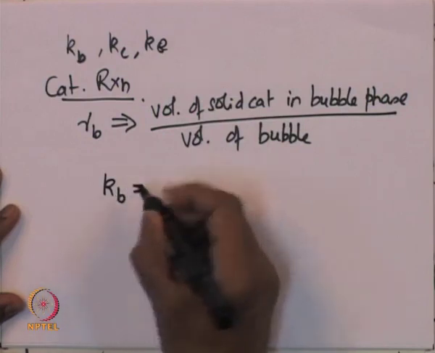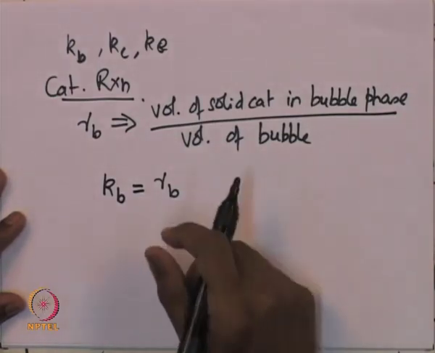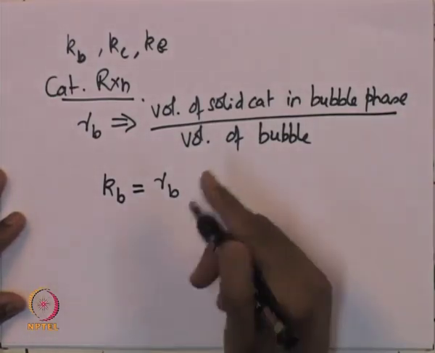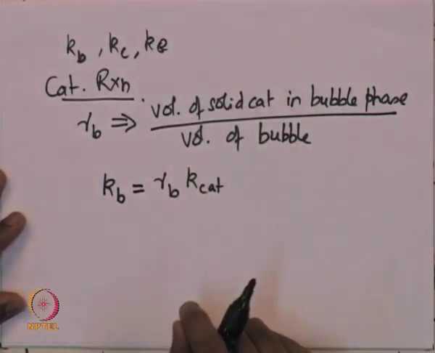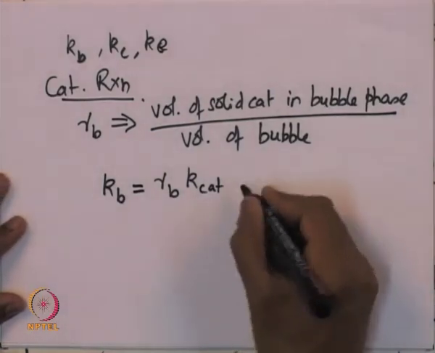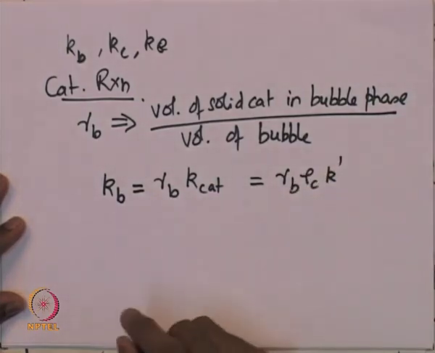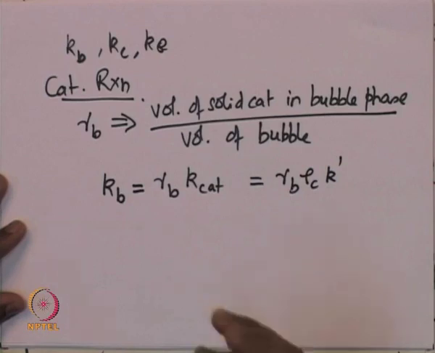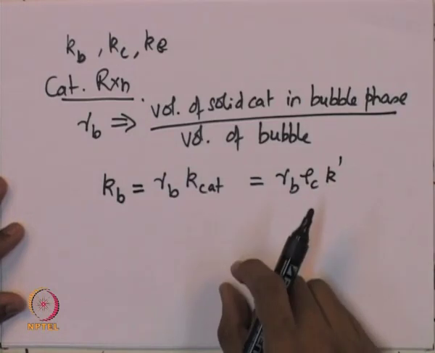So, if we know this expression, then we can rewrite the rate constant in terms of the intrinsic rates. Kb is given by gamma B, which is the fraction of the volume inside the bubble which is occupied by the solid particles carried by the bubble, into the corresponding reaction rate which is occurring on the catalyst surface of the particles. That can be rewritten as gamma B into rho C into K prime, where K prime is the gram moles reacted per unit weight of the catalyst per unit time, and rho C is the corresponding density of the catalyst.